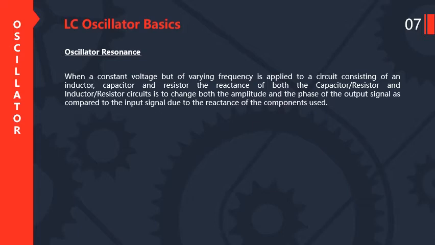So when a constant voltage but of varying frequency is applied to a circuit consisting of an inductor, capacitor and resistor, the reactance of both the capacitor-resistor and the inductor-resistor circuit is to change both the amplitude and the phase of the output signal as compared to the input signal, due to the reactance of the components used.